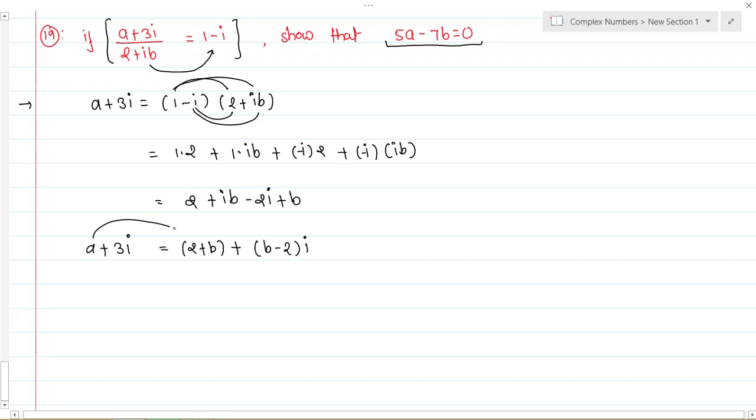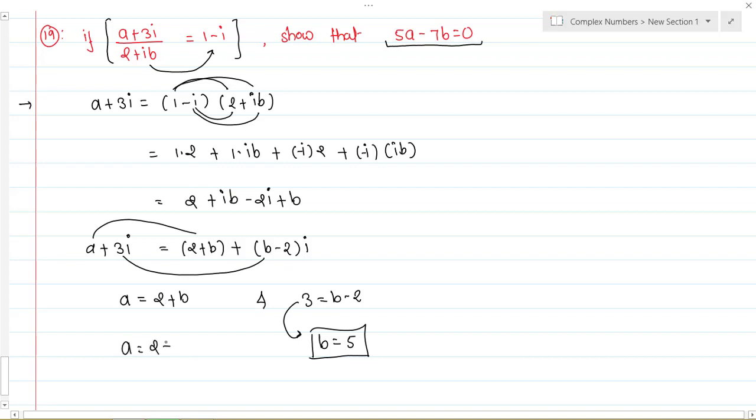So real part will be equal to real part, and the imaginary part will be equal to imaginary part. So I will be having a equals 2 plus b, and the next we have 3 equals b minus 2. From the second equation, if 3 equals b minus 2, then b equals 5. If b equals 5, substitute in the first equation: a equals 2 plus b, and b is 5, so it becomes 7, so a is 7.